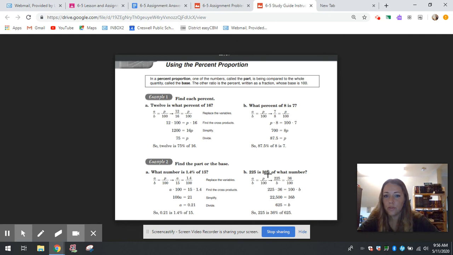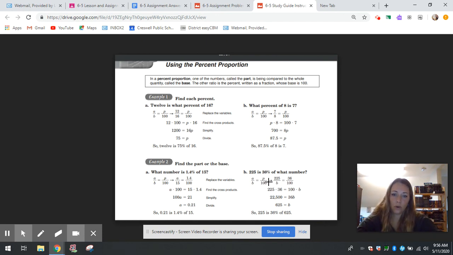225 is 36% of what number? With these problems, you just really have to pay attention to how they're written. If we know the percent, 36%, then we have one of our fractions: 36 out of 100 equals 225 out of what number? So we write 225 out of, we don't know, so we put a variable.